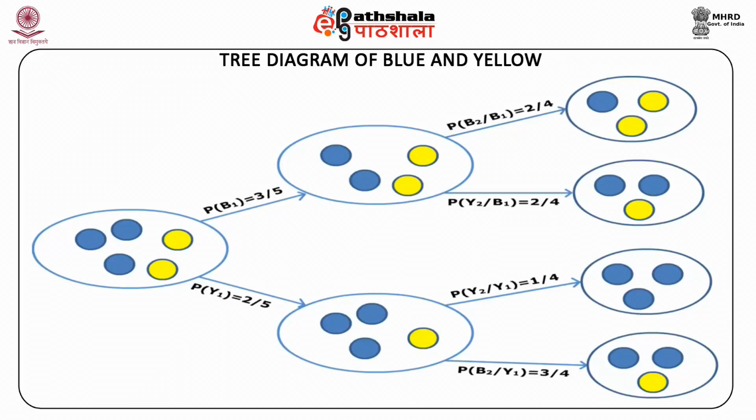Probability of Y2 given Y1, which is the probability that the second ball drawn is yellow given the first ball drawn is yellow, is 1 by 4. Probability of B2 given Y1, the probability that the second ball drawn is blue given the first ball drawn is yellow, is equal to 3 by 4. Thus, given this tree diagram, branch probabilities are conditional on the previous event.